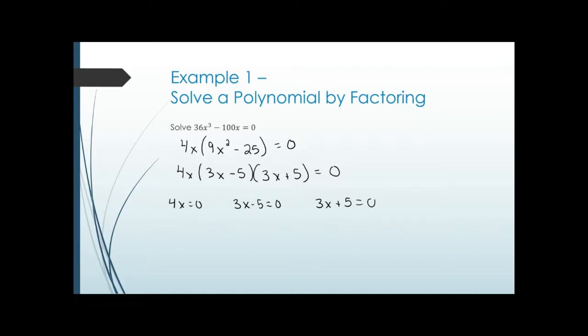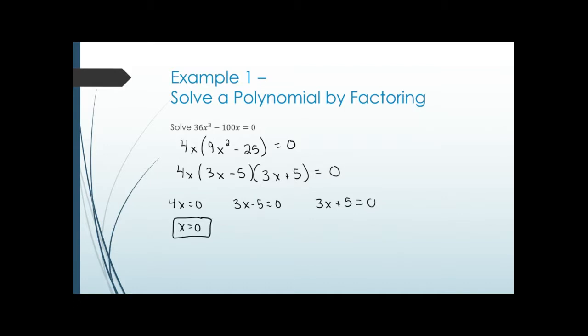So we're going to get 3 answers here, and you know how many answers you're going to get based off of the highest exponent. So in a quadratic, your exponent is 2, so you have 2 answers. A linear has an exponent of 1, so there's 1 answer. Here, our exponent was 3, so there's 3 answers. So if I solve 4x equals 0, I divide both sides by 4. That gives me x equals 0 as one answer.